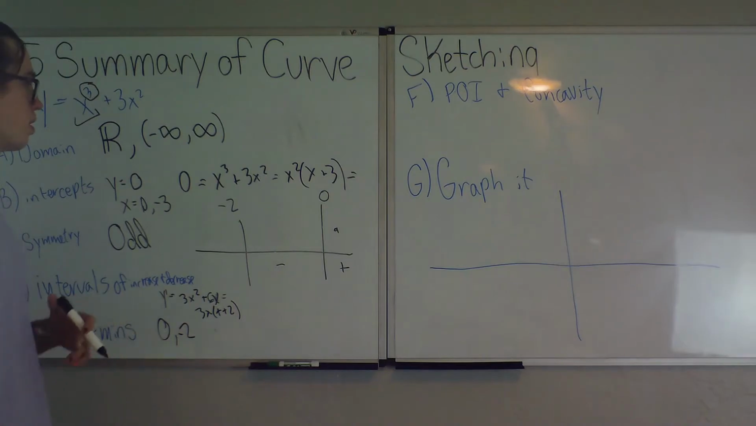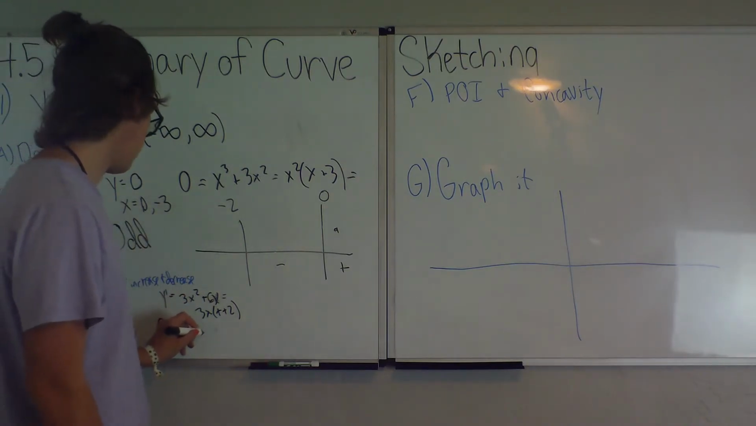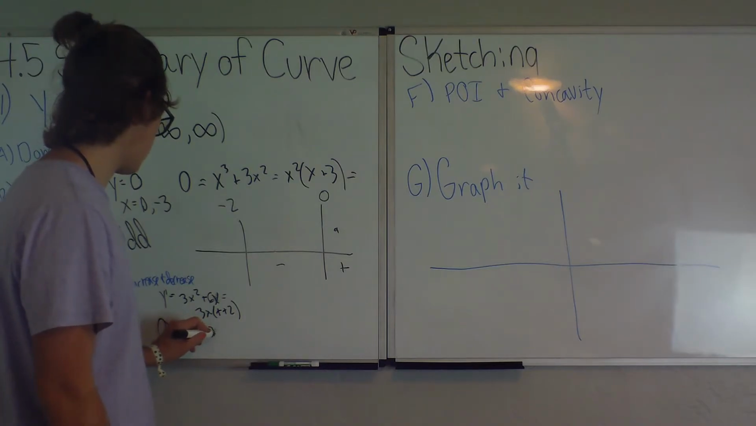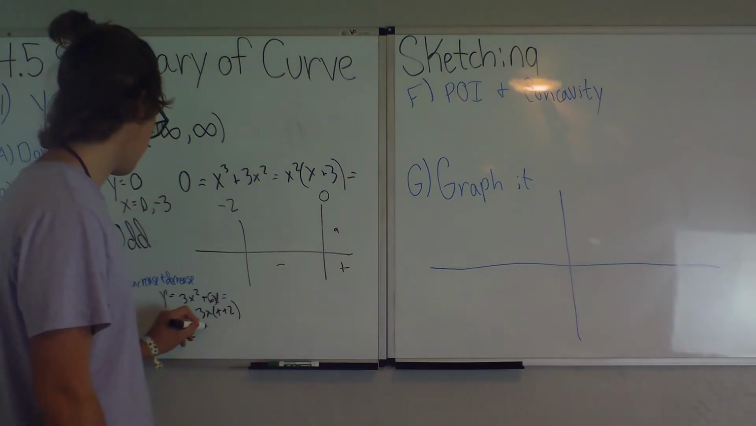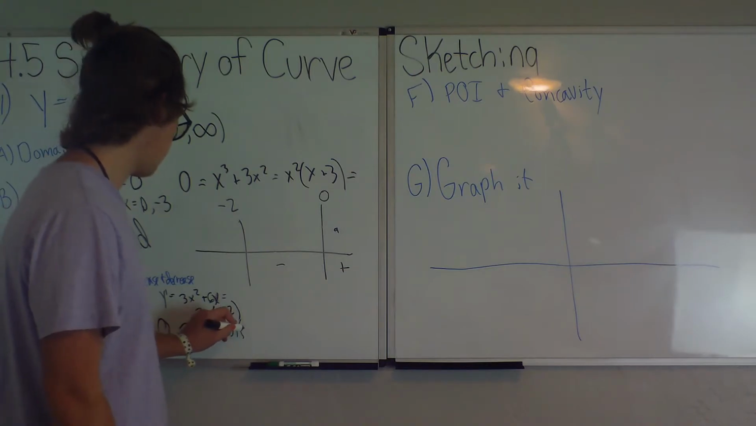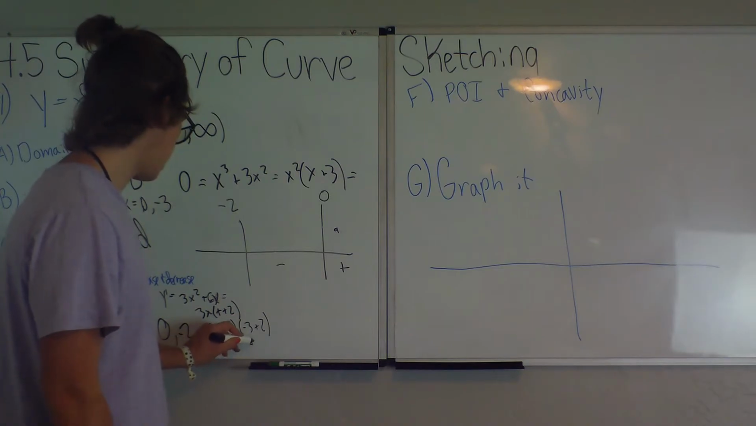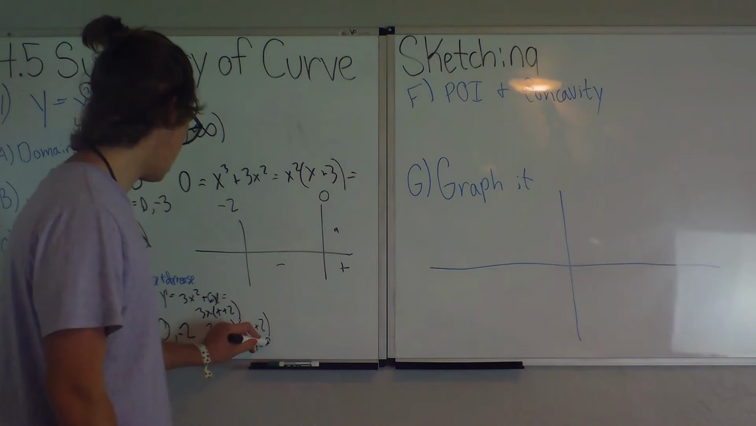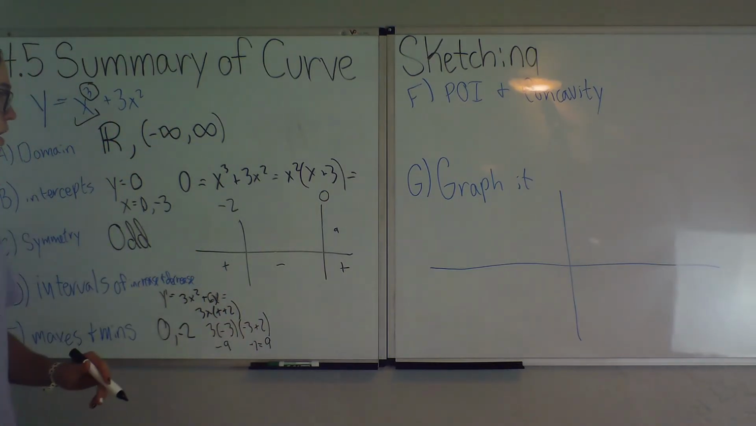Now we plug in a number less than negative 2. Okay, not too bad. Negative 3. So we plug in negative 3. We get 3 times negative 3 times negative 3 plus 2. Well, that's negative 1 times negative 9, which is equal to 9, so it's positive. So we found our intervals of increase and decrease.